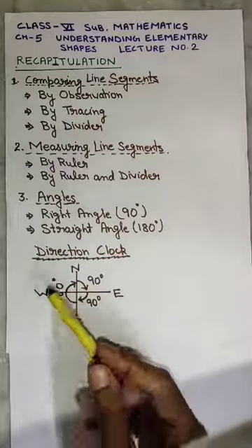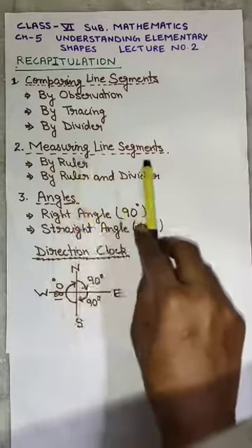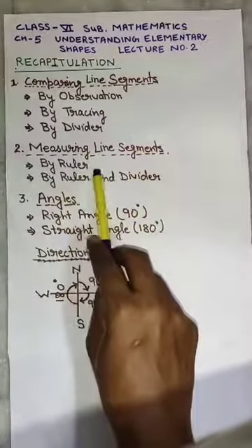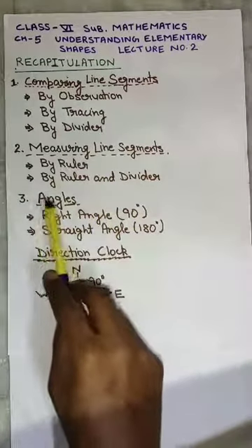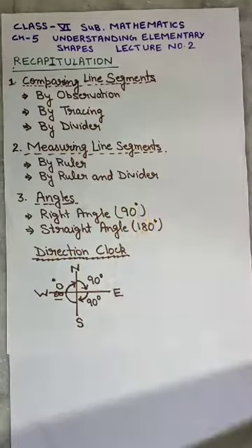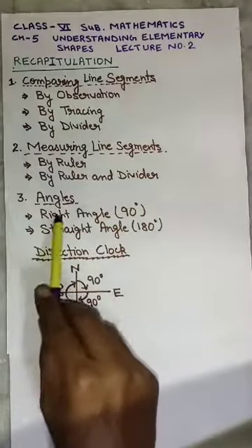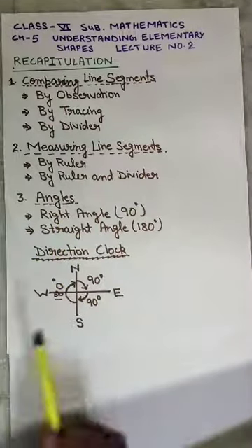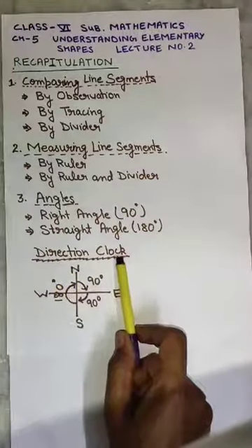After that, we have done how to measure line segments. First by a ruler that we normally follow, and second by a ruler and a divider. In this also, ruler and divider give us the accurate result. Next we have done angles. Angles we have done right angle and straight angle in the direction clock.